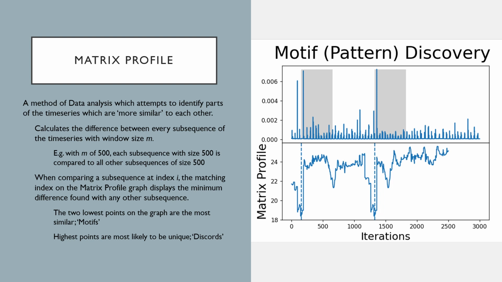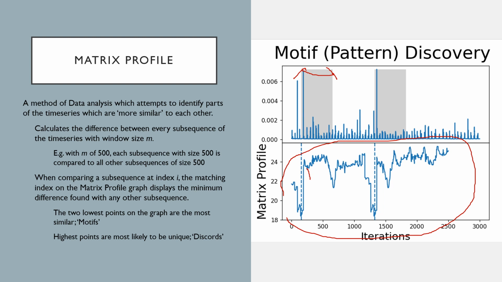The primary method we want to analyze is the matrix profile method. In essence, it creates a secondary graph which displays which parts of the original time series are the most similar to each other by comparing subsequences of a given window length m. So these highlighted parts are the windows. Each point on the matrix profile graph indicates the difference between the subsequence starting at the corresponding point on the main graph and its most similar subsequence.